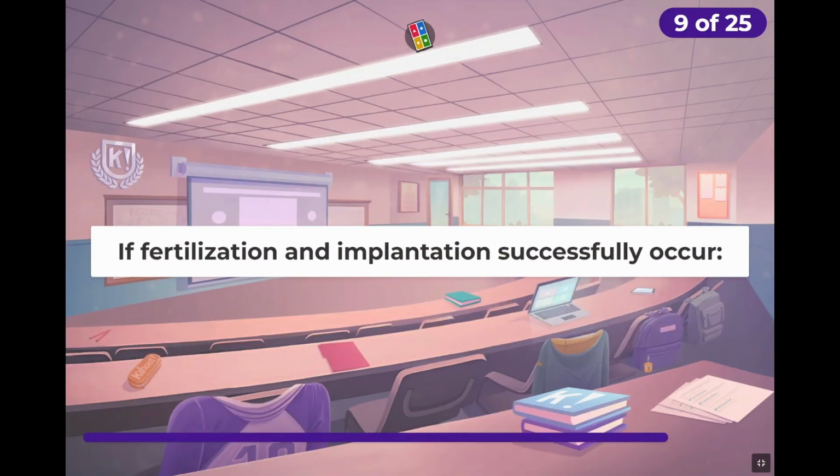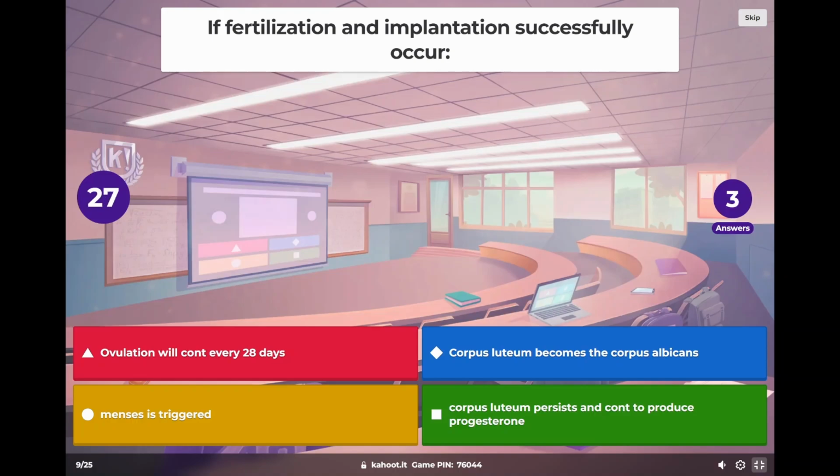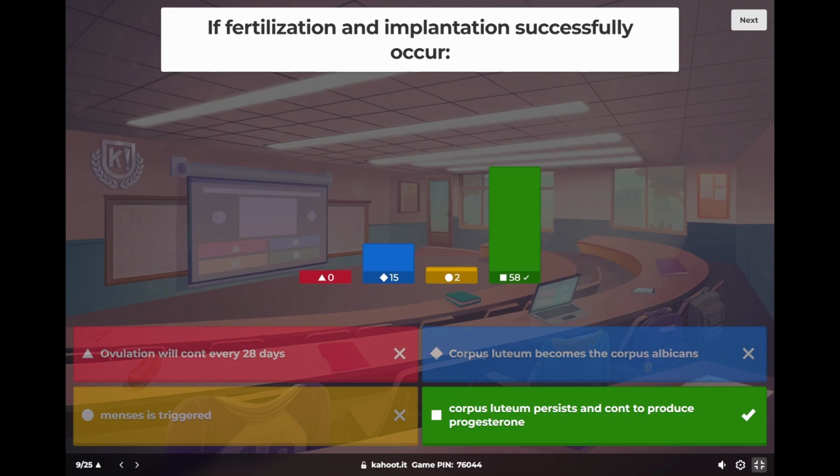Okay, if fertilization and implantation successfully occur, what happens next? Okay, good job. Ovulation will continue every 28 days? No, we suppress ovulation because you already got pregnant. We don't need another egg to go, so we stop it all. The corpus luteum becomes the corpus albicans? That happens when you don't have fertilization, and menses is triggered. No, the opposite is true. It doesn't happen because now we have a fertilized egg.